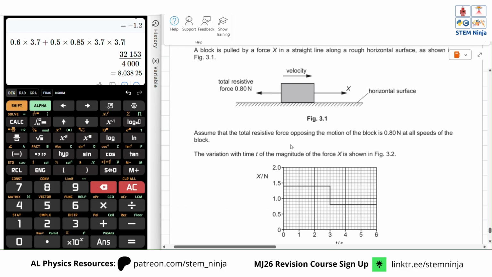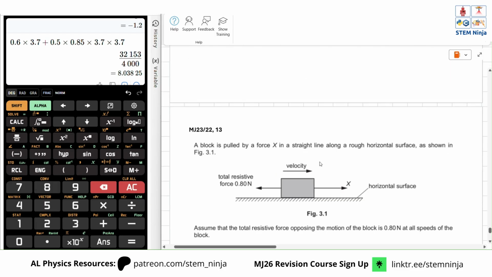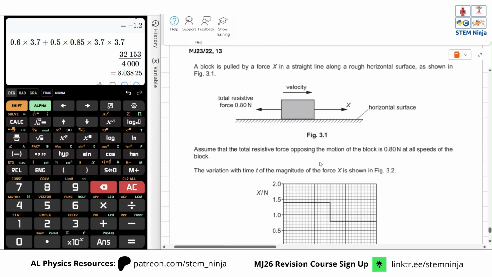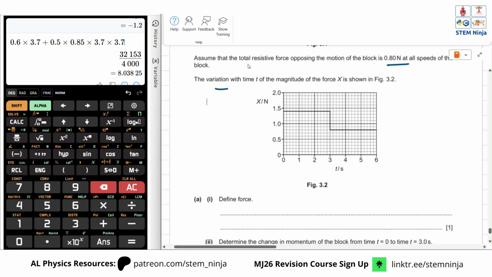All right, let's try this one. A block is pulled by a force of... Wait a second. Isn't that the same thing? It's okay. Same session but different variant. Similar question. Block X moves in a straight line along a rough horizontal surface as shown. Assume that the total resistive force opposing the motion is 0.8 at all speeds. The variation with time t of the magnitude of the force X is shown.